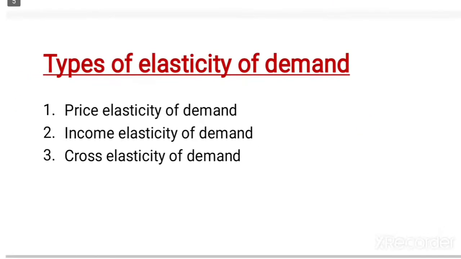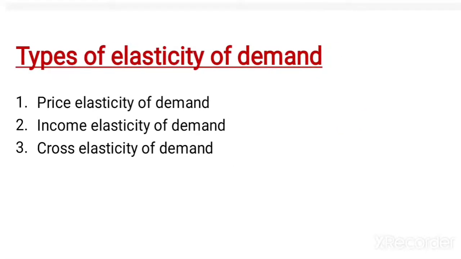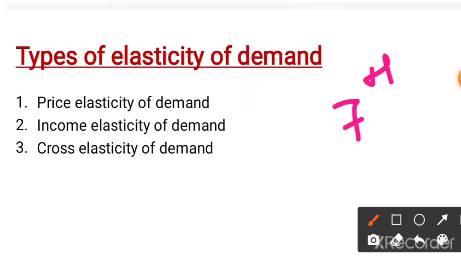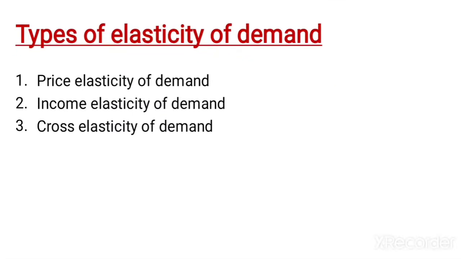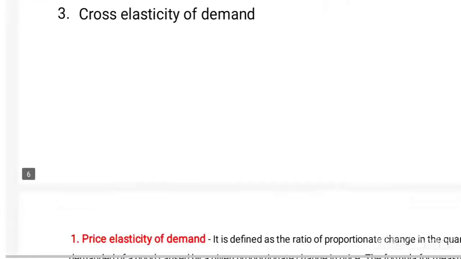Now let's see the types of elasticity of demand. In total there are 3 types: price elasticity of demand, income elasticity of demand, and cross elasticity of demand. Students, in chapter 7 we studied the different types of goods or different types of demands. In that we studied price demand, income demand, and cross demand. In the same way, price elasticity of demand is related to that chapter's concept. We'll see how it is related.